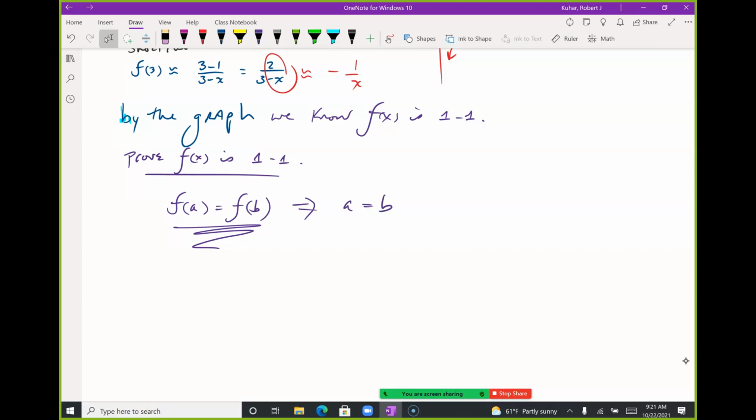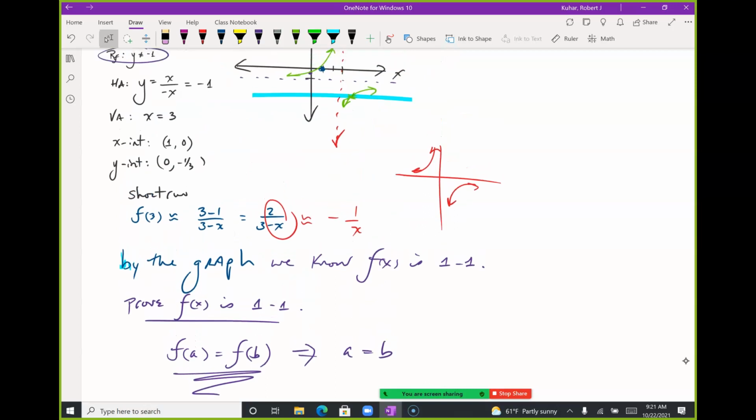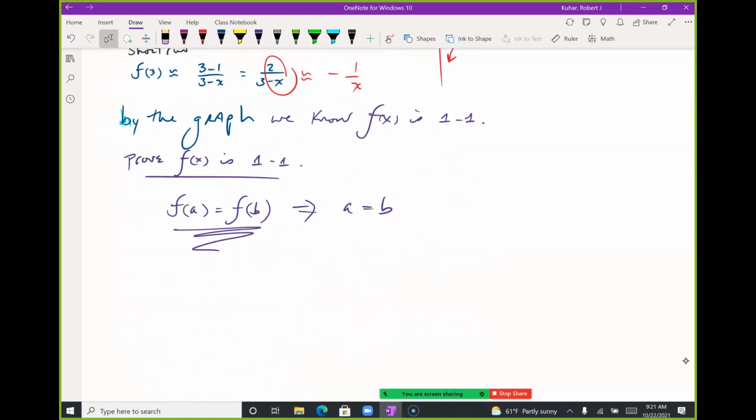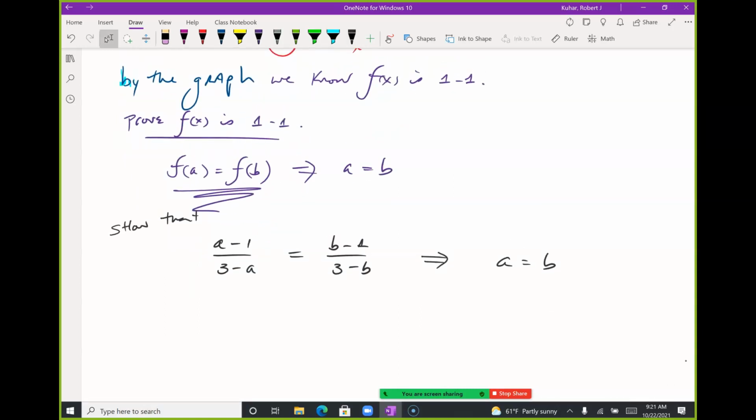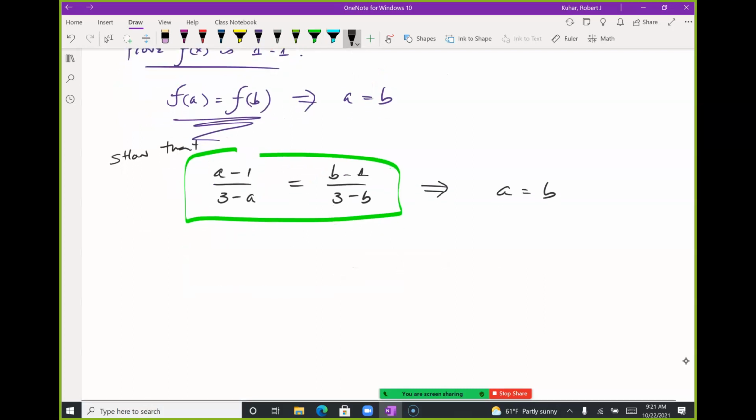So what do we got? I forget my function already. So a minus 1 over 3 minus a equals b minus 1 over 3 minus b. I want to show that this implies a equals b. Okay, so what do I do with this green box? Someone help me. Cross multiply.